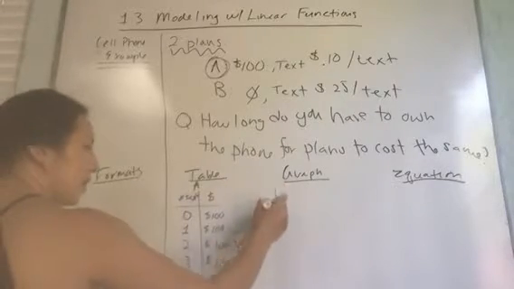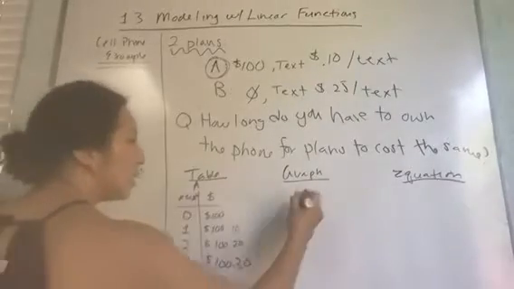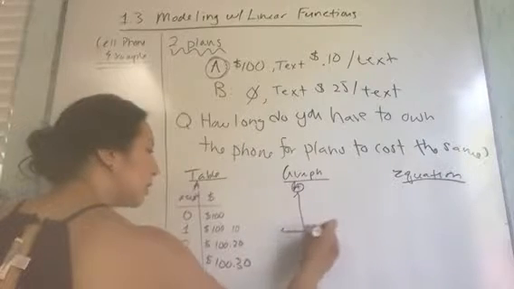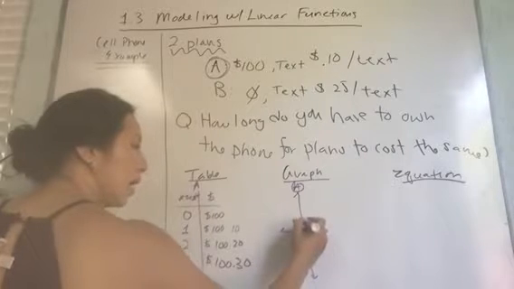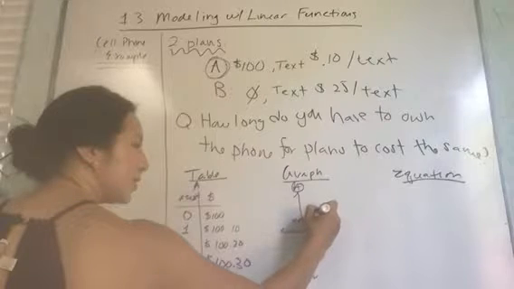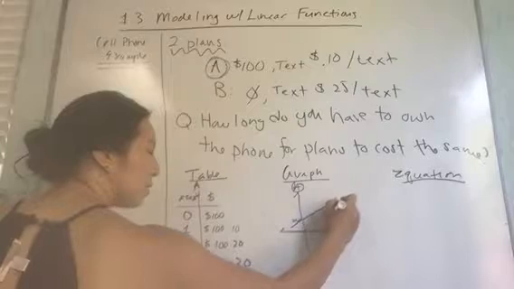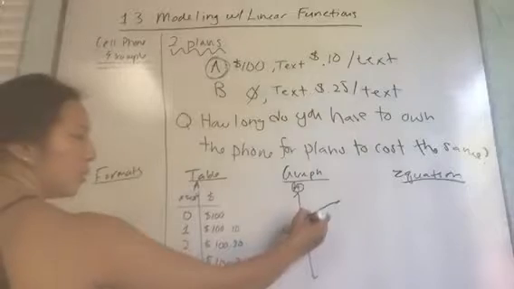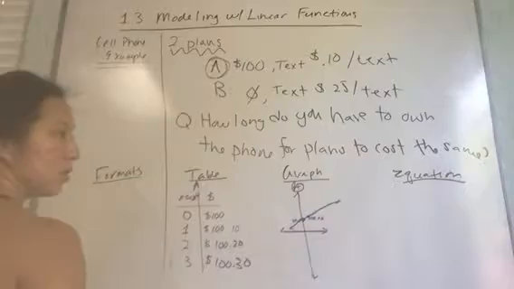Now, if we were to graph it, and I'm just going to do a really quick sketch, for company A, it's going to be at $100 because when we have 0 texts, we have to pay $100 right off the bat. And then it's a rough estimate, about 10 cents each time we add a text. So the graph is going to look like this, where it's 100 here, and then $110.10 here, $110.20, and so on, okay?